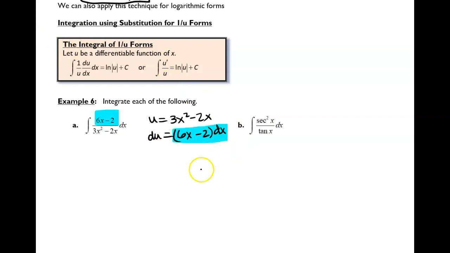Otherwise, I might just, again, be different by a factor. I would have to factor it out of that whole thing, the whole 6x minus 2. When I rewrite this, then this becomes the integral of 1 over u du, because I had that even exchange there for my du's. Now you can write this as u to the negative 1, but remember you are not using the power rule here. 1 over u has the special rule for the natural log. So my antiderivative is natural log absolute value of u plus c, or natural log absolute value of 3x squared minus 2x plus c.